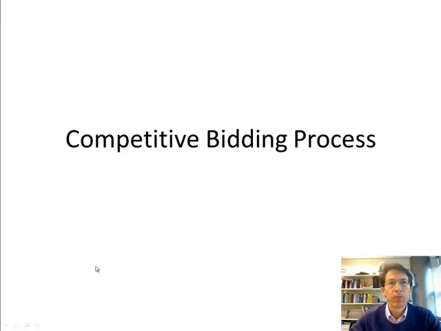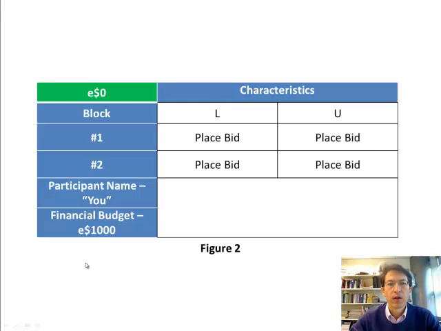The competitive bidding process. In each period, you have the opportunity to bid for different blocks with different characteristics. Figure 2 illustrates the software that you will use to participate in the auction. As shown, there are 2 blocks available for purchase. We call them number 1 and number 2. At the conclusion of the auction, each block will be awarded to a particular bidder or a set of bidders with either an L or U characteristic.